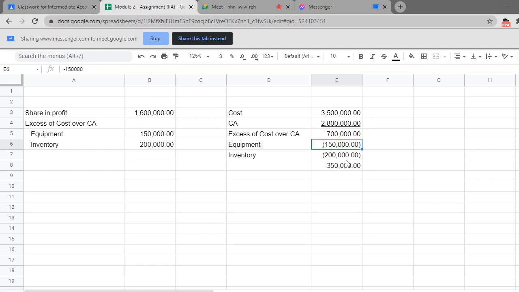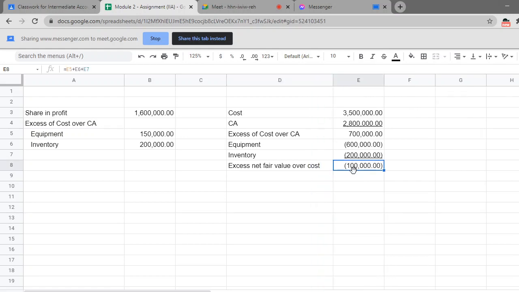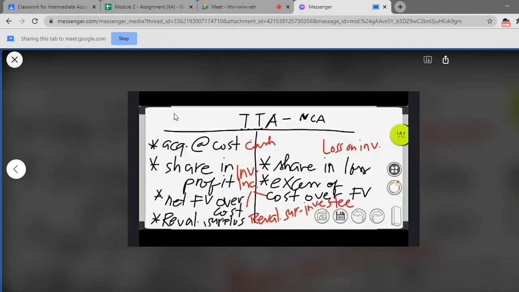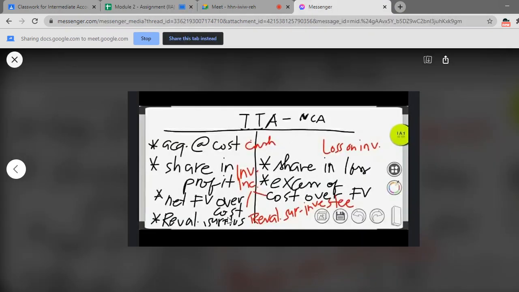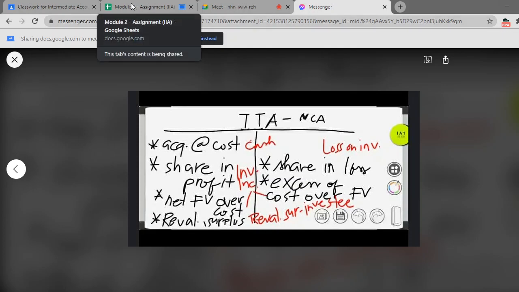Ay, sorry. Yung equipment pala is not ito pala yung equipment na 150 na income. So, sa equipment pala natin is, wag muna nating i-divide ng 4. That was 1,500 times 40%. That was 600. Ayan. So, we have excess of net fair value over cost na 100,000. And this 100,000 is again an increase in our investment in associate. Nasa debit siya, right? Ay, wala din naka-share. Ito yon. An increase in our investment in associate with a corresponding credit in investment income.